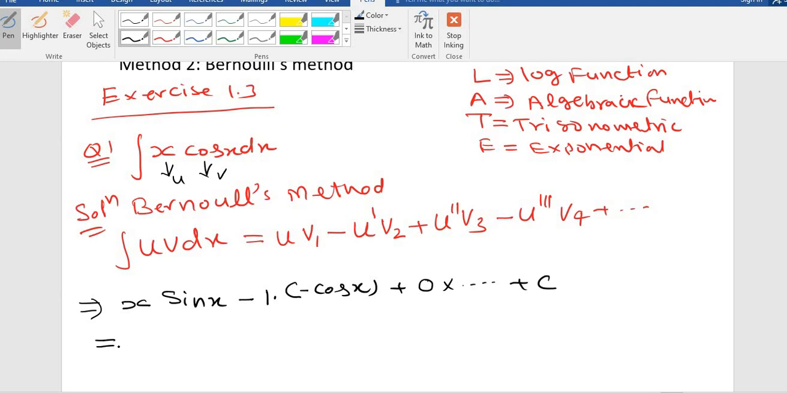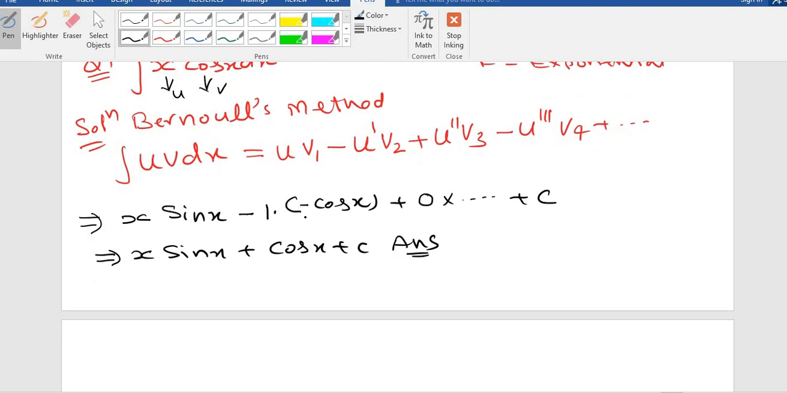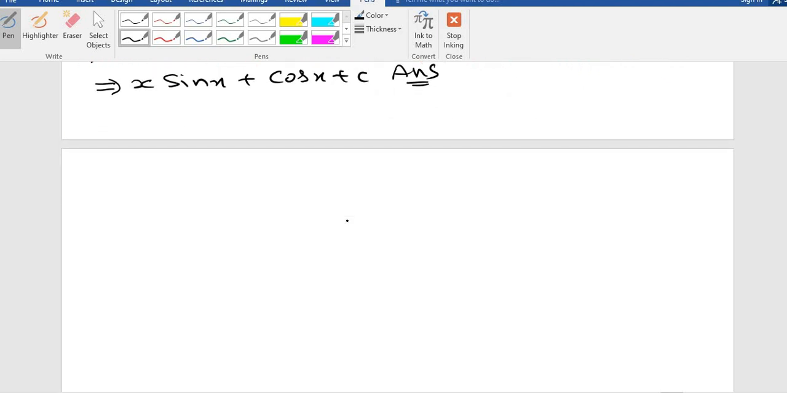Now just simplify it: x sine x, and minus multiplied by minus is plus cosine x plus c. This is the answer using Bernoulli's method. Now, if I want to solve this using the tabular method, what do you have to do?